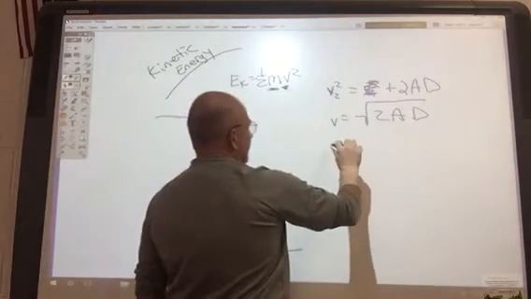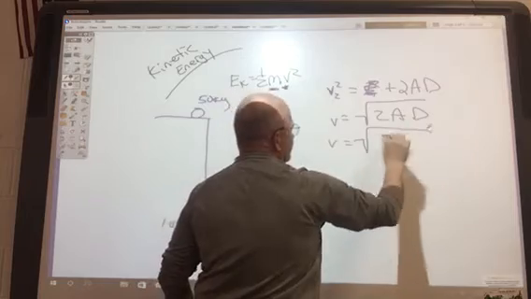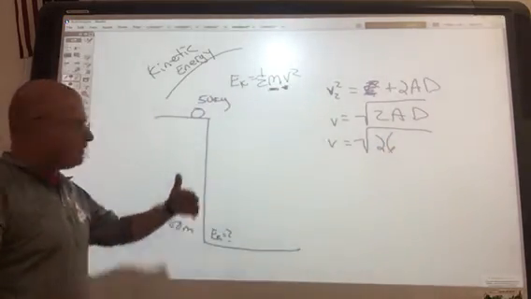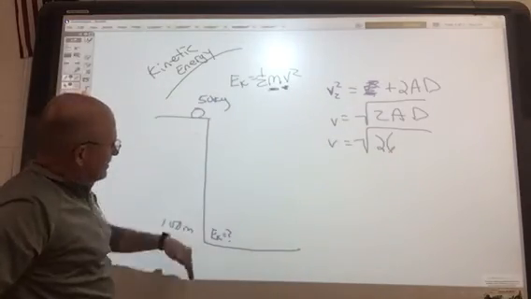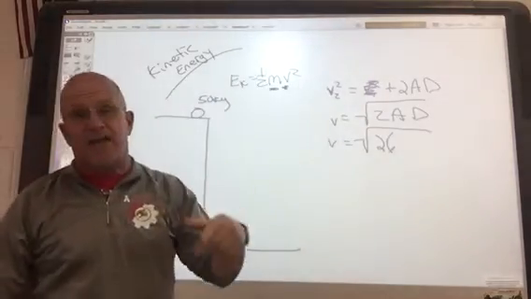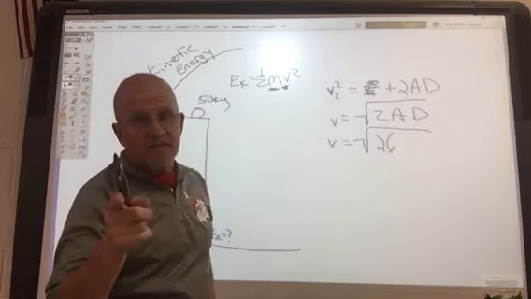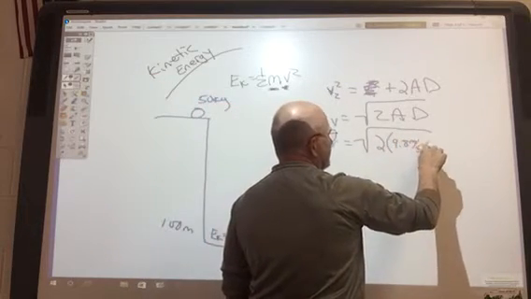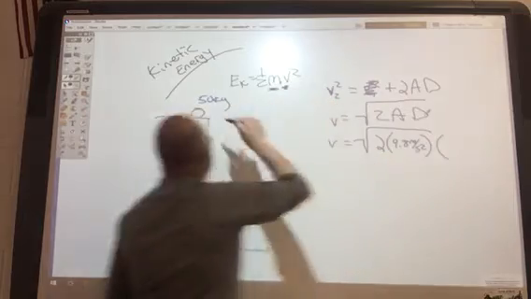At this point, I have the square root of 2 times the acceleration due to gravity. Acceleration is something speeding up or slowing down, and here the ball is obviously speeding up because of gravity. That number is, that's right, 9.8 meters per second squared. And then I know the distance that it's fallen.